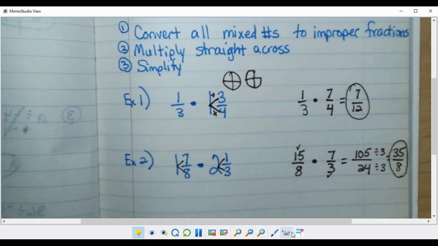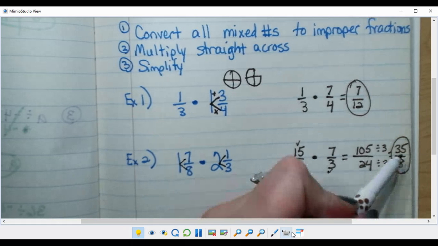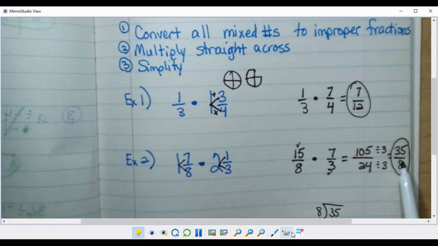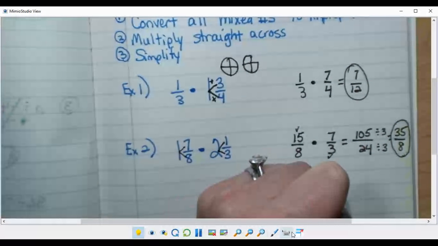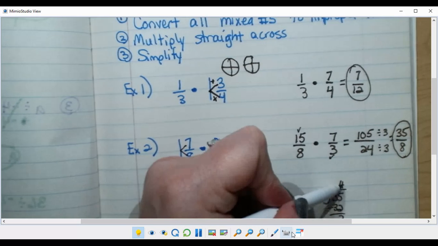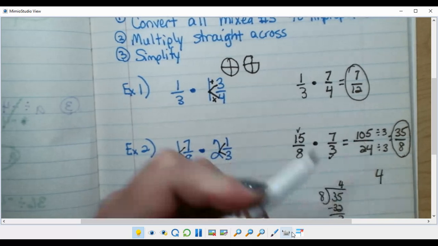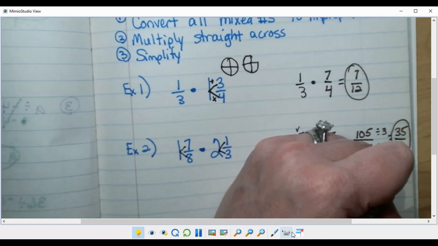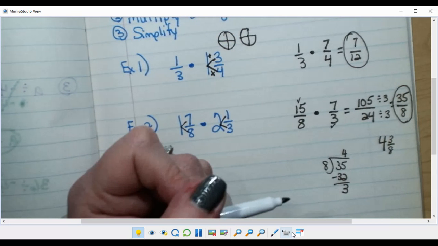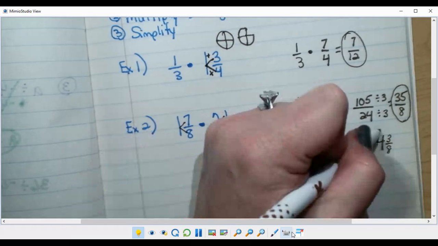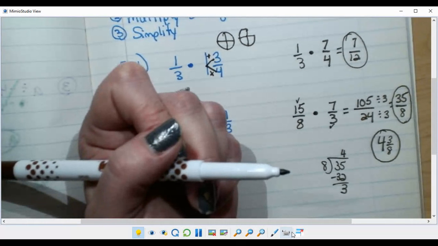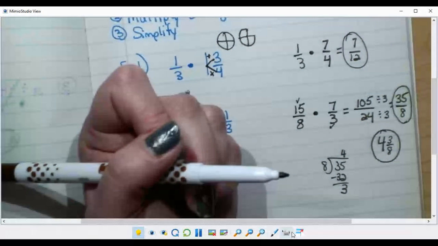If you insist on switching it, you would do 35 divided by 8, because remember this fraction bar is also a division sign. So 35 divided by 8, this part becomes your whole number. The leftover becomes your numerator, and then your divisor out front is your denominator. That's how you switch from improper to mixed. But again, you don't need to. So unless you have to for a specific problem, you don't need to do it. Save yourself that step.